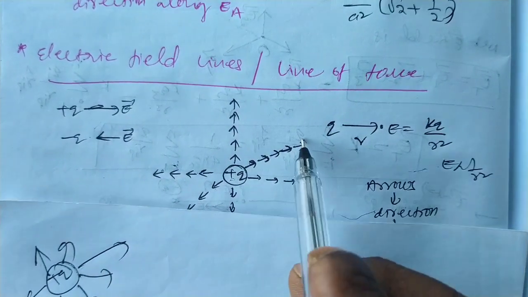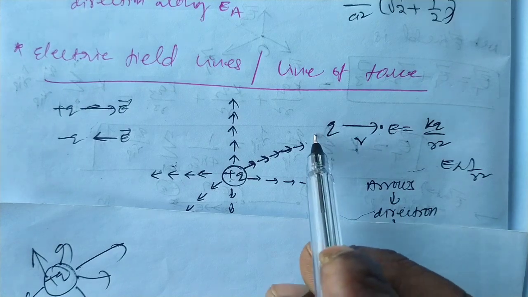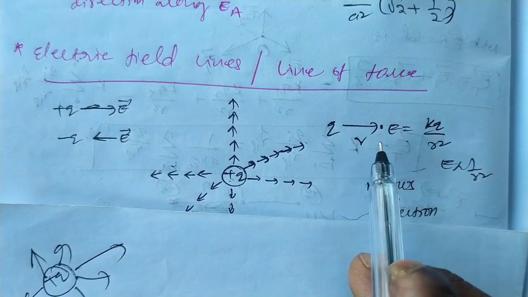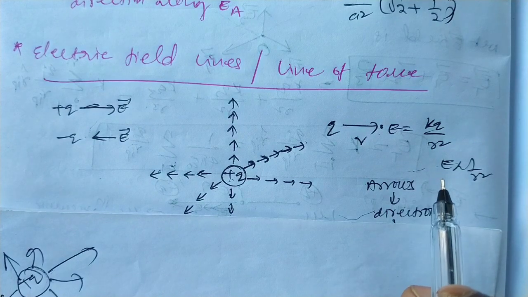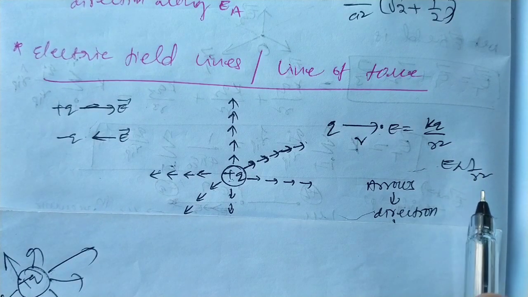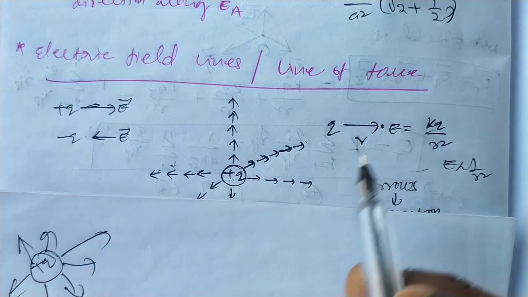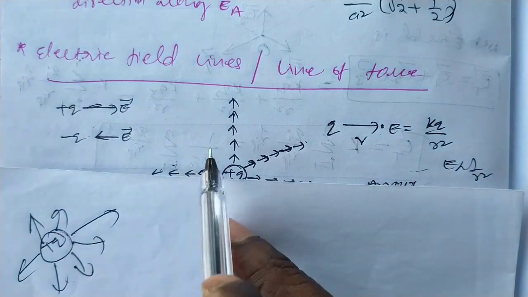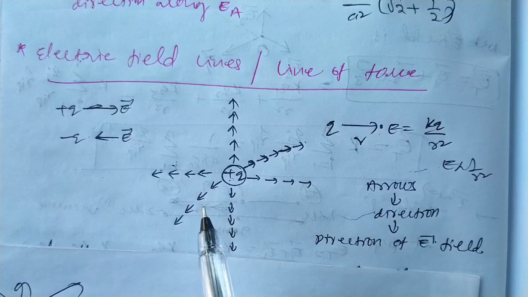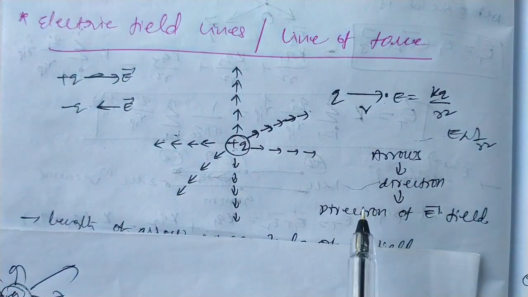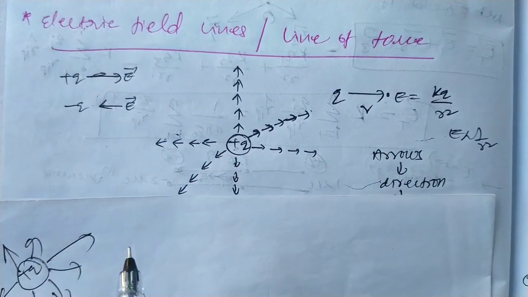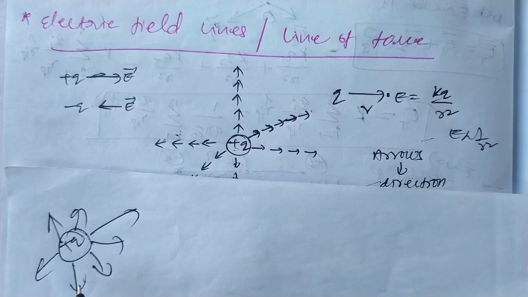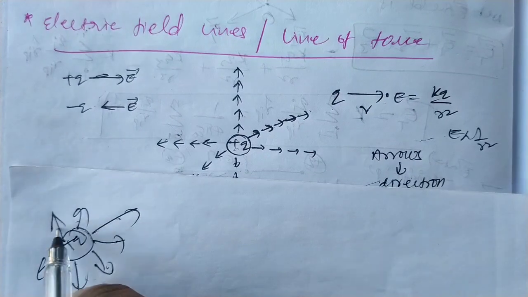Suppose the electric field at a certain point due to a charge at distance R is E equal to KQ by R square. That means the electric field is inversely proportional to the square of the distance. Here we can draw large arrows or small arrows. The arrow is nothing but the direction of the electric field. That means electric lines of forces. Here, suppose, how many lines? 1, 2, 3, 4, 5, 6, 7.